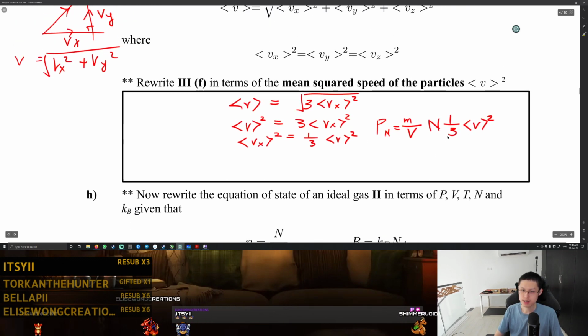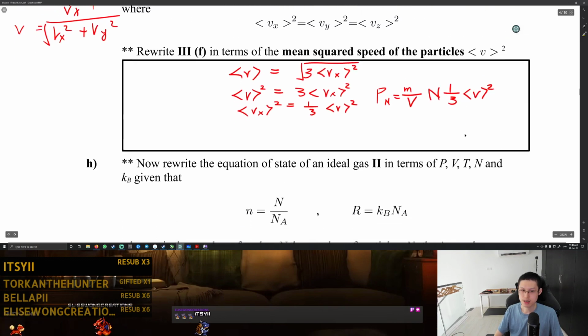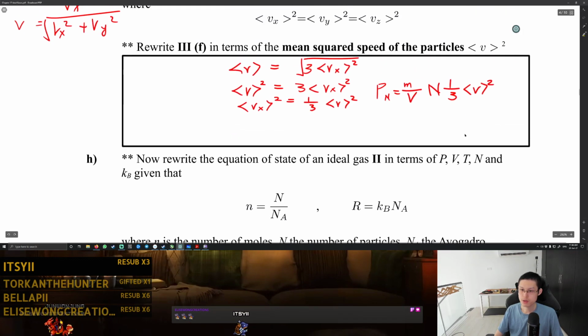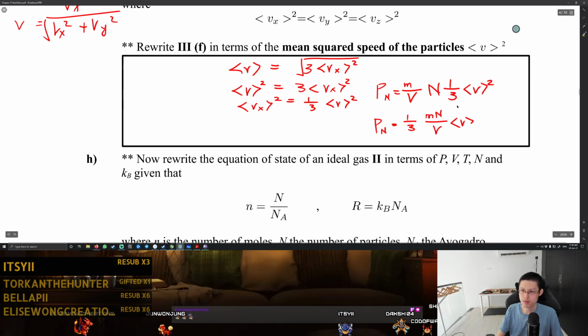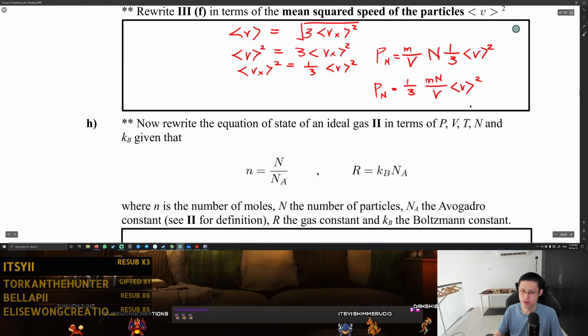Okay, excellent. Right. So what are we gonna do next? Let's see. Let me just rewrite this a bit neatly. So that's gonna give me 1 over 3 times mN over V times v root mean square speed. There we go.